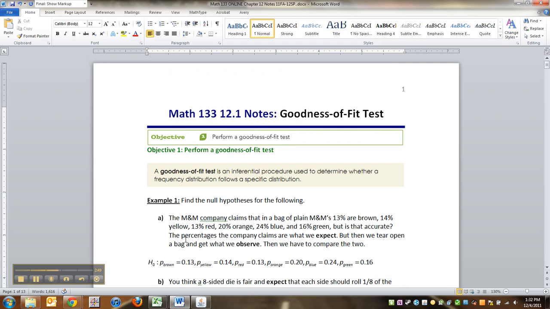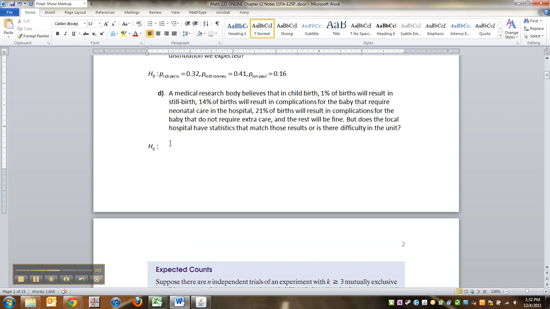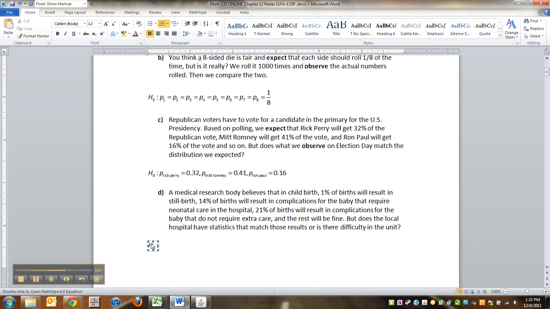A medical research body believes that in childbirth, 1% of births will result in stillbirth, 14% will result in complications for the baby that require neonatal care, 21% of the births will result in complications for the baby that do not require extra care, and the rest will be fine. But does the local hospital have statistics that match those results? Okay, so let me write that up.